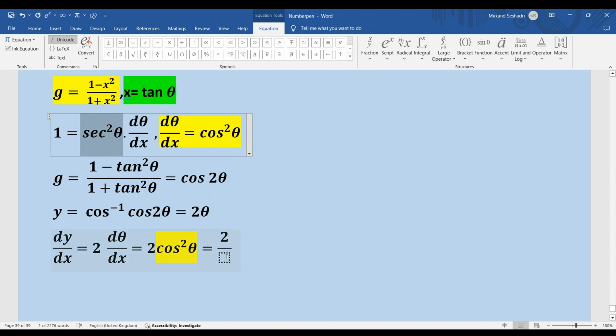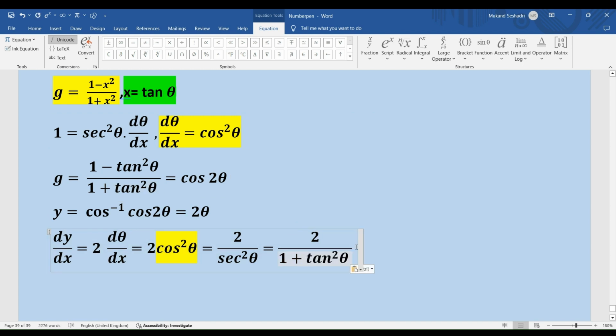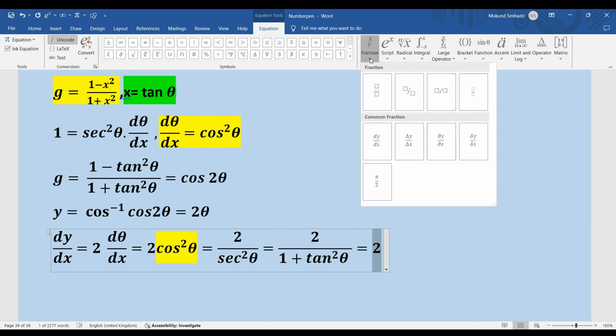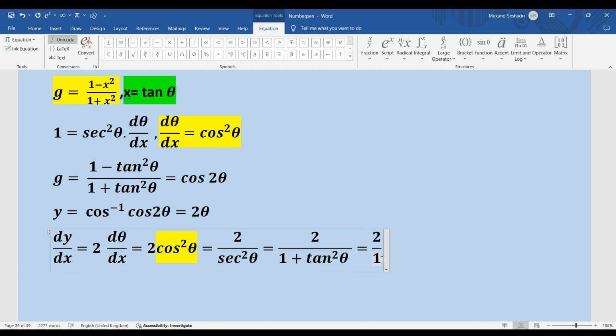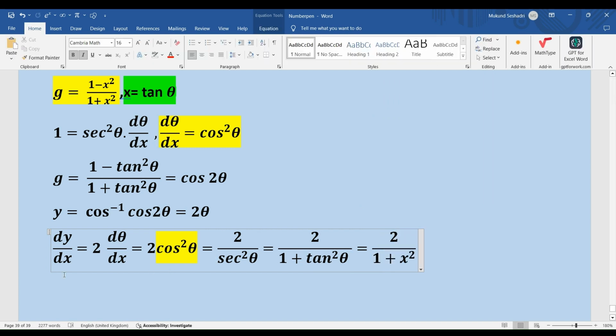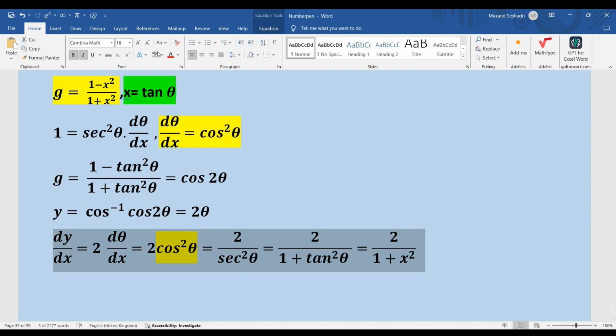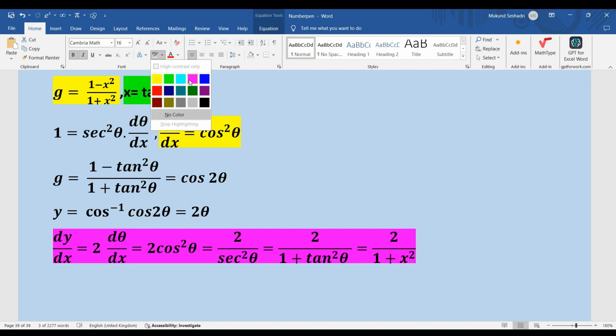And what is my secant square theta? My secant square theta is nothing but 1 plus tan square theta, right? So I have more or less arrived at the answer for dy by dx. So my dy by dx is equal to 2 divided by 1 plus tan square theta, which is nothing but 2 divided by 1 plus x square. So there we have our final answer. Let me highlight this in pink. Yeah, so dy by dx equal to 2 divided by 1 plus x square, right?